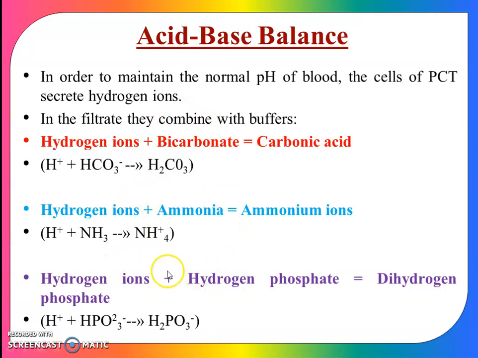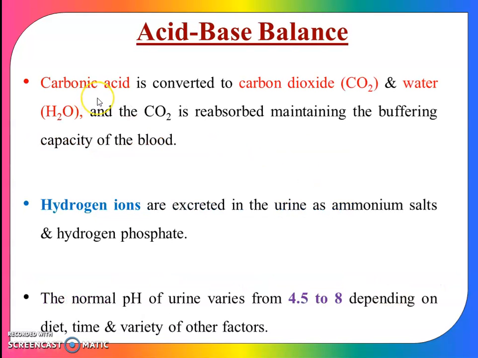These are the buffers: bicarbonate, ammonia and hydrogen phosphate. So hydrogen ions combine with these buffers in the filtrate to form carbonic acid, ammonium ions and dihydrogen phosphate. The formed carbonic acid is further converted to carbon dioxide and water. The formed CO2 is reabsorbed, maintaining the buffering capacity of the blood. And the hydrogen ions are excreted in the urine as ammonium salt and hydrogen phosphate.